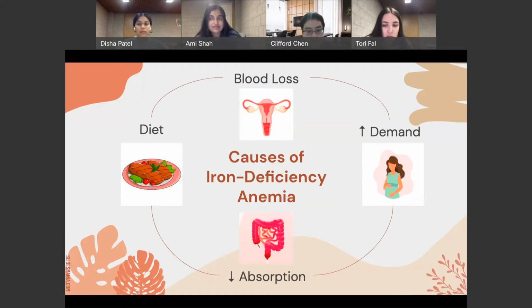Decreased iron absorption can occur through GI disturbances such as celiac disease or inflammatory bowel disease, and use of certain medications such as proton pump inhibitors can also decrease absorption. Lastly, diet can greatly contribute to iron deficiency. Vegetarians and vegans may experience iron deficiency anemia because foods such as fish and red meat are high in iron.